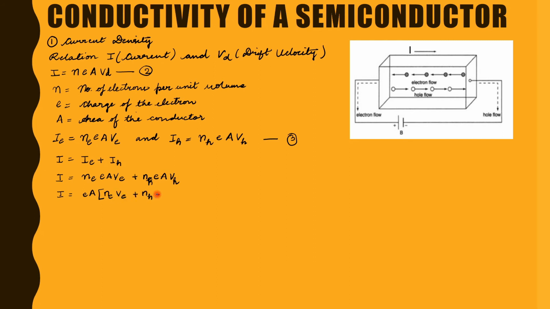Now we can take EA common, and we are left with NEVE plus NHVH. Now if we take A down to the left hand side, that becomes J, that is the current density. So J is equal to (NEVE plus NHVH), since current density is equal to current by area of the conductor. So this is our first derivation, that is for the current density.